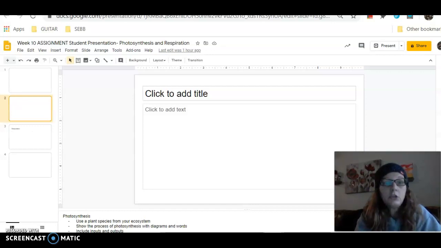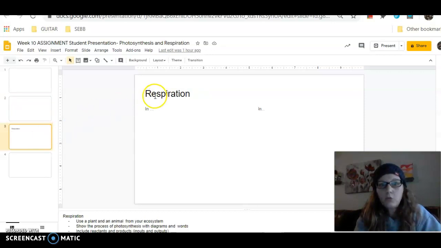Okay, slide 3, you're going to be talking about respiration. There's a slight typo in the speaker note, not a big deal. Your slide is about respiration. Use a plant or animal from your ecosystem that you choose. Show the process of respiration with a diagram that you wrote, not photosynthesis. Okay, there's a typo. And then include the reactants and the products, okay?